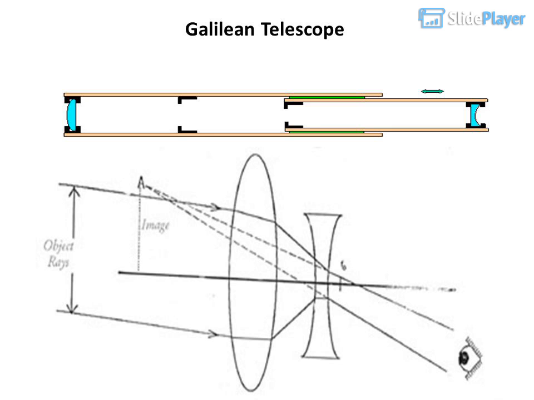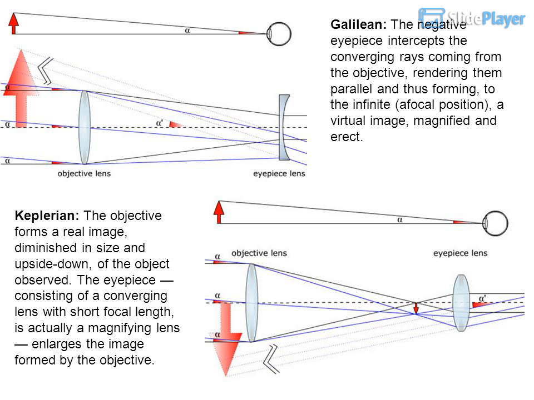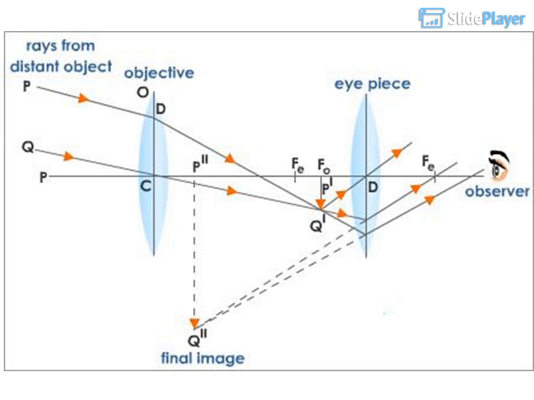Galilean telescope. Keplerian telescope. Galilean: the negative eyepiece intercepts the converging rays coming from the objective, rendering them parallel and thus forming, at infinite focal position, a virtual image, magnified and direct. Keplerian: the objective forms a real image, diminished in size and upside down, of the object observed. The eyepiece, consisting of a converging lens with short focal length, is actually a magnifying lens, and enlarges the image formed by the objective.